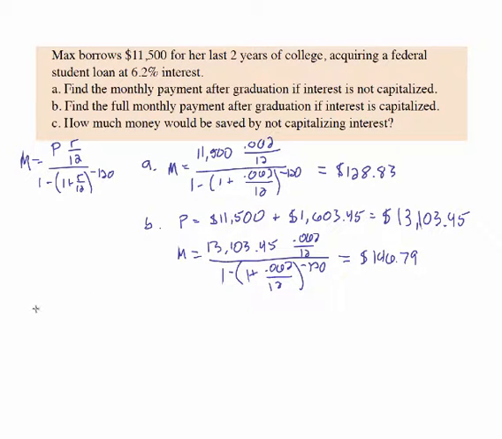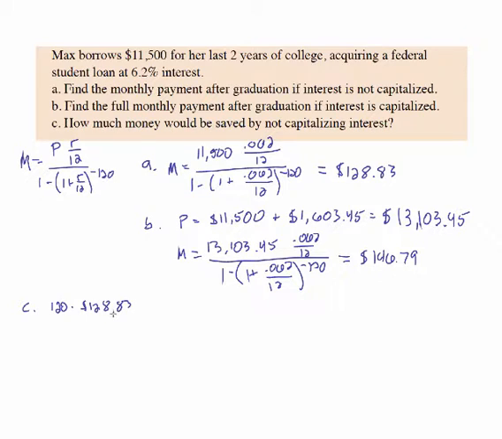Now, a question of interest for sure would be, no pun intended, an interesting question would be, how much money would be saved by not capitalizing interest? Well, what we're going to have to do is figure out the total amount that would be paid in each case. For the first loan, where interest is not capitalized, the total amount paid is going to be 120 payments of $128.83 apiece.